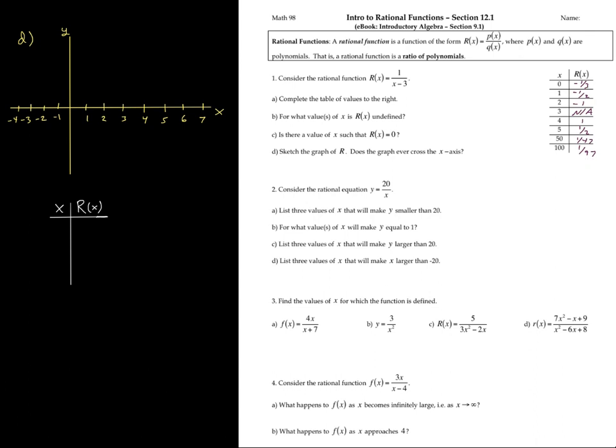So what I want to do is go ahead and just plot these ordered pairs. So 0, negative 1/3, say is like down here. Notice I'm being a little bit lax about the vertical scale. This is just a sketch, so we don't have to be super precise, just to get a rough feel for what the graph looks like.